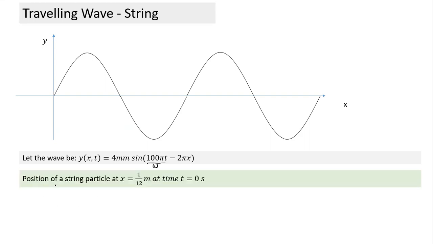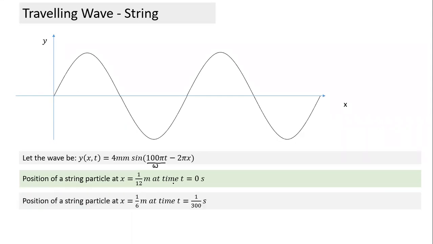Can we find out the position of a string particle at x is equal to 1 by 12 meter at time t is equal to 0 second? Can we find out from this equation? So if the equation is given, can we find the position of any particle? Can we find the displacement of any particle at a given time? All we need to do is substitute the corresponding value of x here and t here. It will give you the displacement of any particle at a given instance.